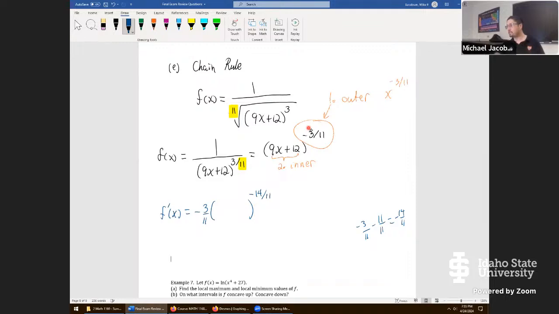Negative 14 elevenths. So all I've done is the derivative of the outer function. That came down, power is one less, but you always want a placeholder for what is going inside. Then multiply it by a derivative like that. This was the inner function. All that happens next is we just throw it right inside. 9x plus 12 here, where it's complete, and 9x plus 12 here, where we still have to differentiate. So one last step.